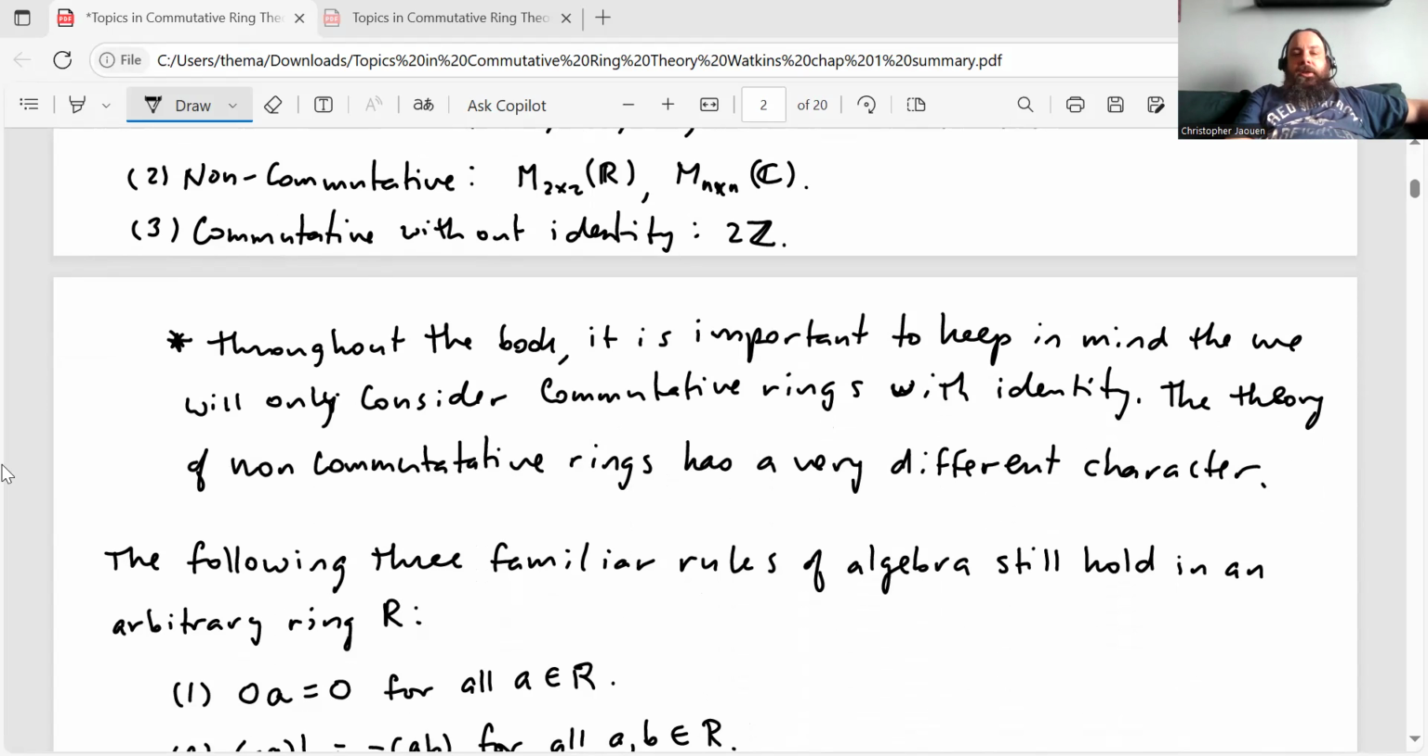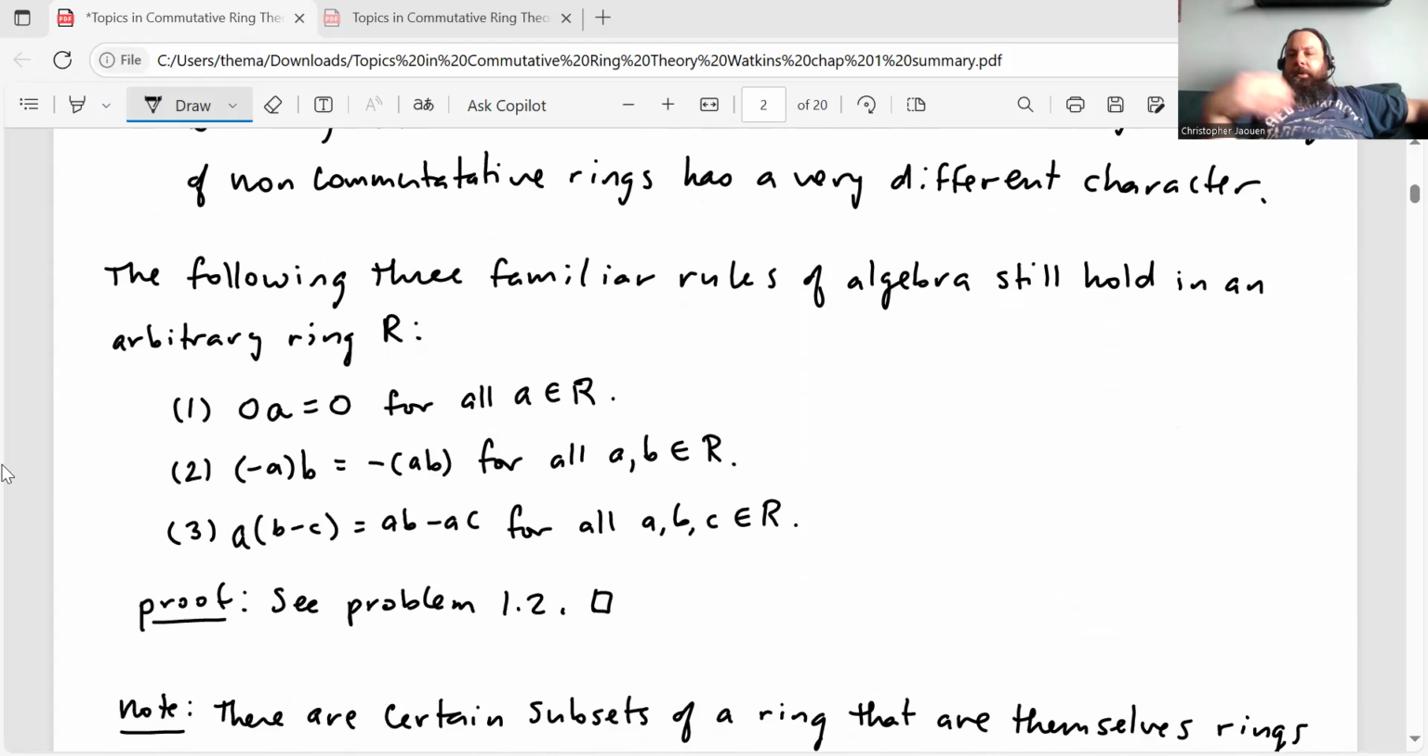All right, and like I mentioned, throughout the book it's important to keep in mind that we will only consider commutative rings with identity. The theory of non-commutative rings has a very different character. If you watch the first video in this playlist, I mentioned some books on non-commutative ring theory. But we're not going to be dealing with that in Watkins' book.